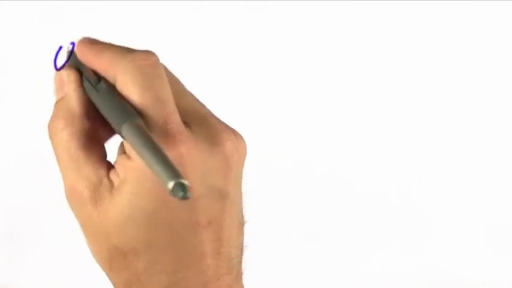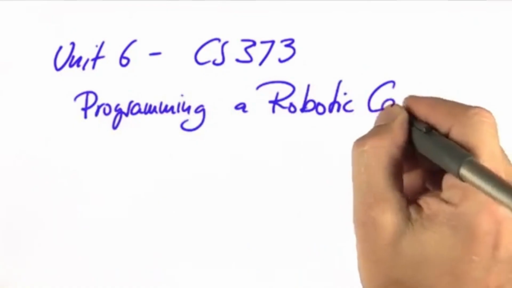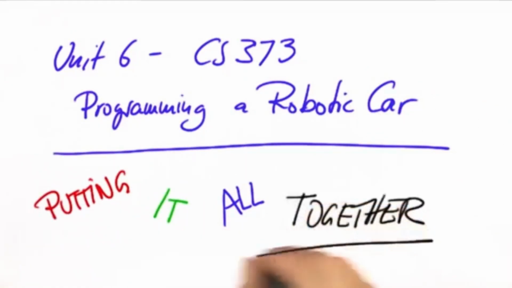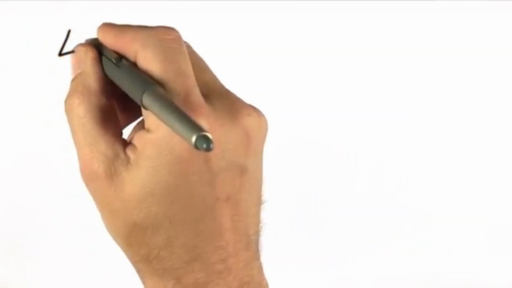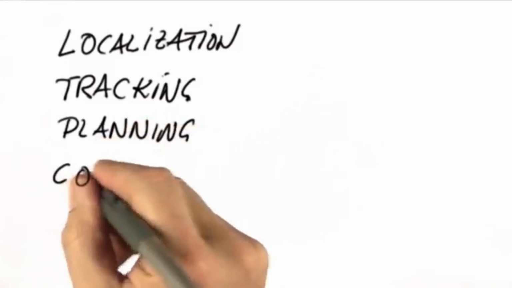So welcome to Unit 6 in CS373, Programming a Robotic Car. This is the final unit focused on putting it all together. Let's review some of the things you learned. You learned about localization, tracking, planning and control.